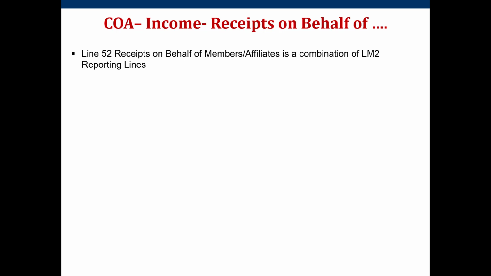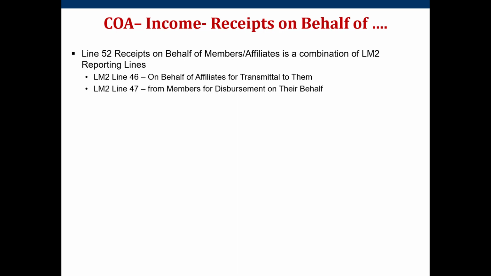This section is a combination of 2 lines on the LM2 report, which are line 46, receipts on behalf of affiliates for transmittal to them, and line 47, receipts from members for disbursement on their behalf. Amounts posted in this section will be disbursed to a member or an affiliate in the corresponding expense and disbursements section of the chart of accounts.